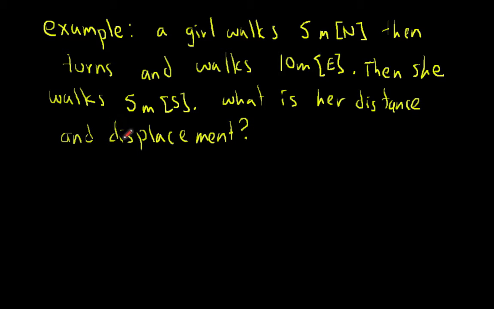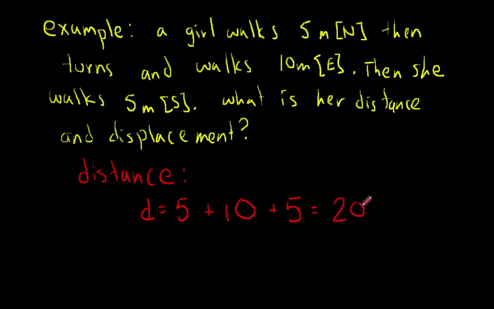In this trip, what is her distance and what is her displacement? We'll start with distance because it's easy. Distance is a scalar. And because distance is a scalar, we can just add the numbers together. 5 plus 10 plus 5 equals 20 meters. We don't have to worry about direction.